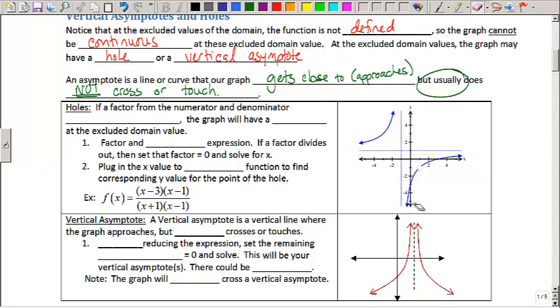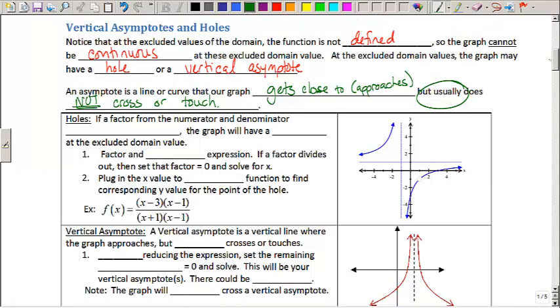So I'm going to go ahead and erase this because we'll be talking a little bit about holes and asymptotes, but I really just wanted to talk to you about what an asymptote was, what it looked like, and how it behaves. So at these excluded values from the domain, you're either going to have a hole or a vertical asymptote. You'll have a hole if a factor from the numerator and a factor from the denominator divides out.